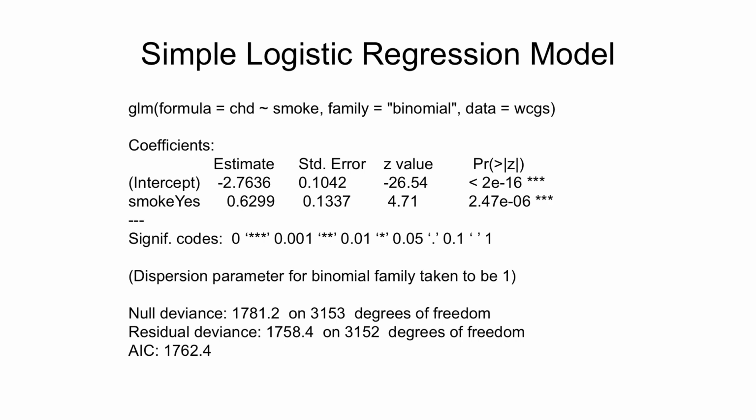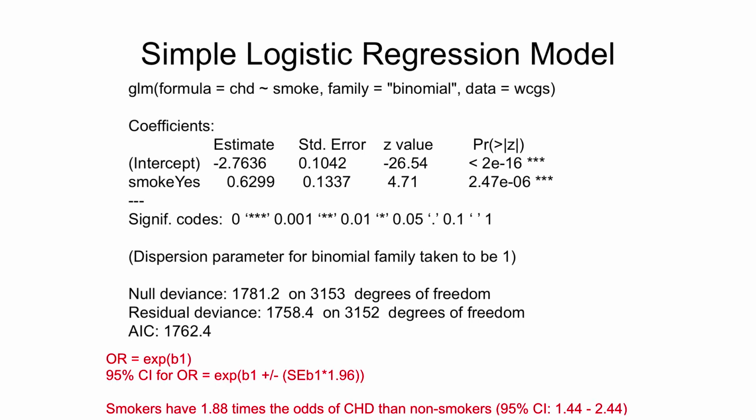So first let's start with a simple logistic regression model that only includes our primary explanatory variable of interest, smoking. How would we interpret the smoke coefficient here? We would say the log odds of CHD is 0.63 higher for smokers compared to non-smokers. How would you calculate the odds ratio? You would exponentiate the smoke coefficient. This gives us an odds ratio of 1.88. So we would say that smokers have 1.88 times the odds of CHD than non-smokers.